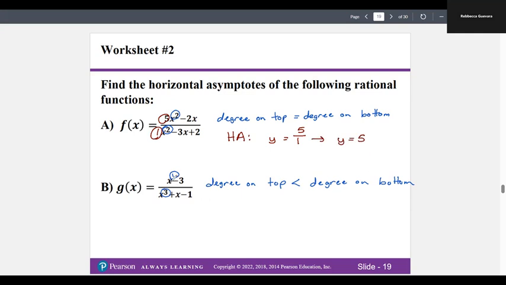For the second, x has a power of 1, so a degree of 1 on top, and a degree of 3 on bottom. The degree on top is less than the degree on bottom. If that happens, we know we have a horizontal asymptote at y equals 0. In the other case, if the degree is greater on top, then we'd have no horizontal asymptote.